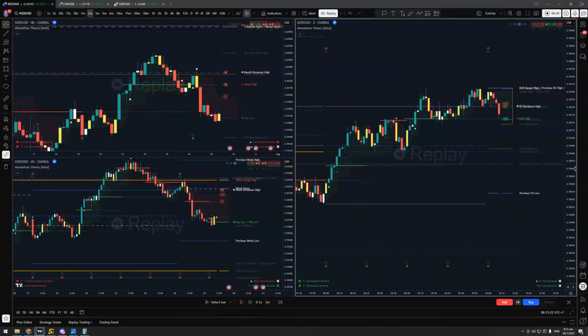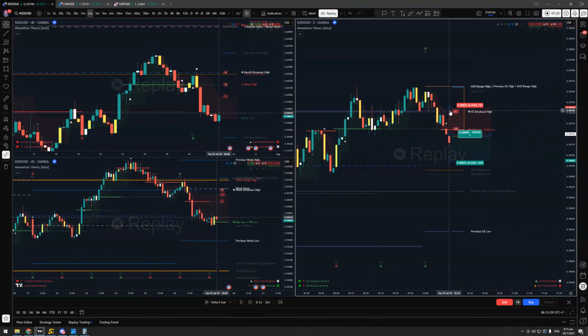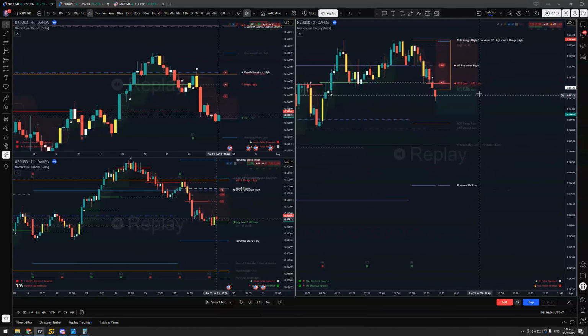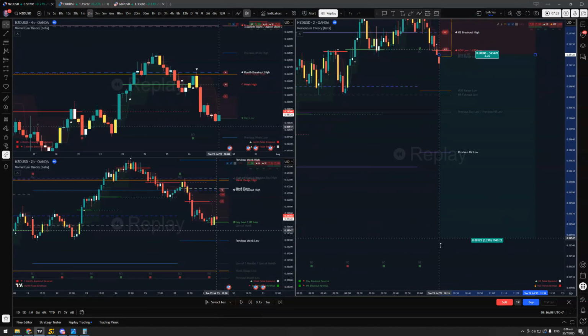So once price closed below this point, I entered my trade. This is an M30 trend reversal, with the stop loss at the highs, and I'm looking for a move down to the previous week low.